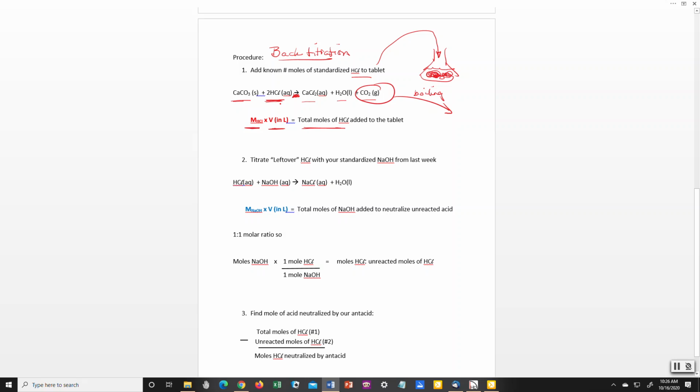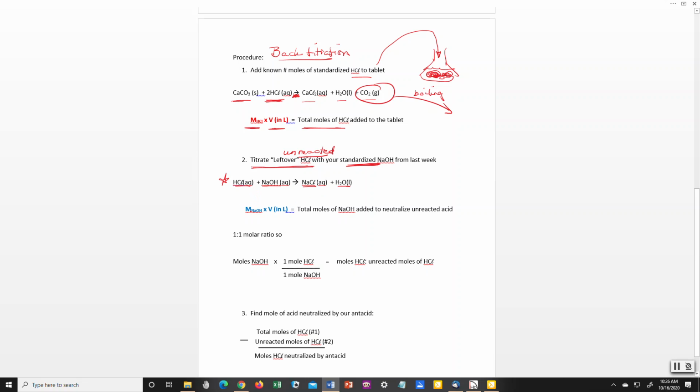Okay, so we've reacted it, we've boiled it to get rid of the carbon dioxide. We've got it nice and dissolved, except for those hazy binders that are still floating around. Now we've got to do the second step, which is to titrate that leftover hydrochloric acid, the unreacted hydrochloric acid. And we're going to titrate it with your standardized sodium hydroxide from last week. So I hope you did a really good job standardizing your sodium hydroxide. This particular reaction is one that we see all the time. HCl plus NaOH becomes NaCl and water.